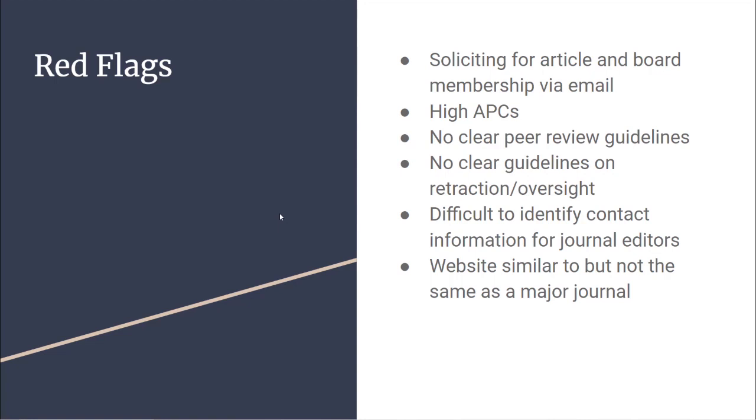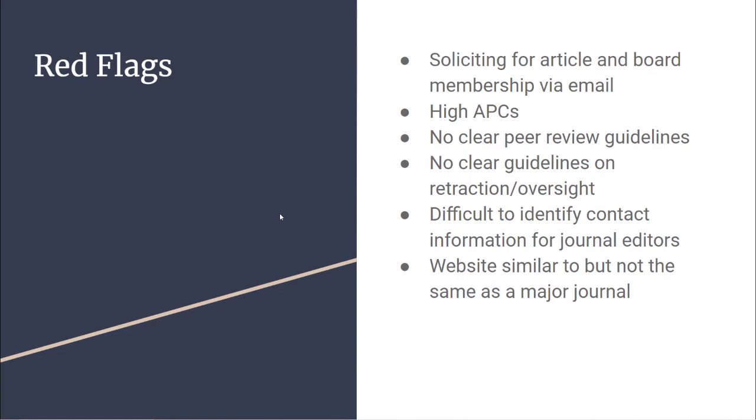Another big red flag to look out for is a lack of clear peer review guidelines. Most predatory journals don't undergo any peer review whatsoever, and that will often show on their websites with the way they talk about peer review, if they talk about it at all. Similarly, if they don't have clear guidelines on retraction or oversight, that could be another red flag, because those are also things traditionally done by a journal that are very important and that these predatory publishers simply aren't paying attention to. Another thing to look out for is if it's very difficult to contact the journal editors or anyone from the journal. And another big thing to look out for is if they have a website that's very similar to, but not the same as, a major journal.